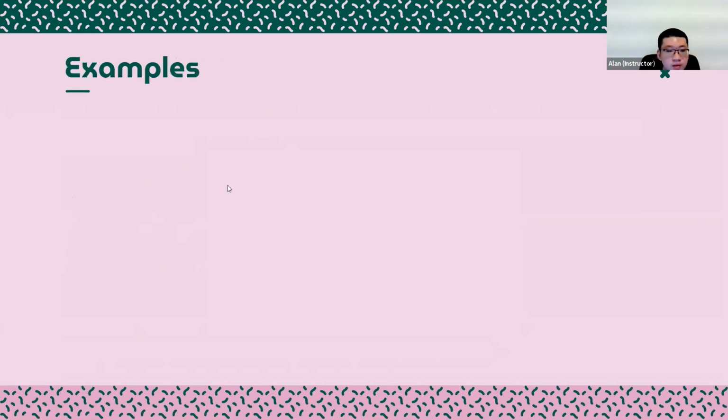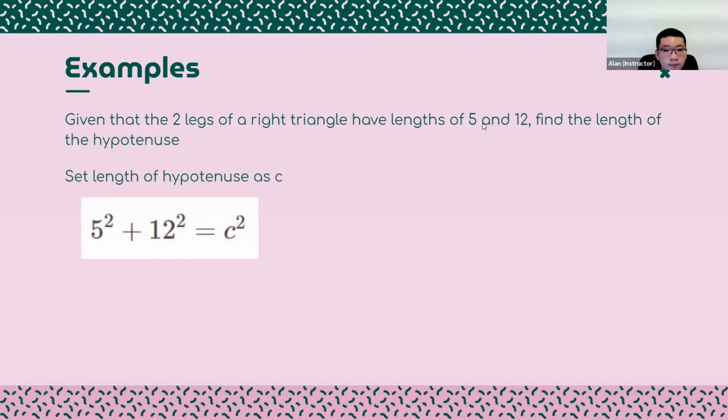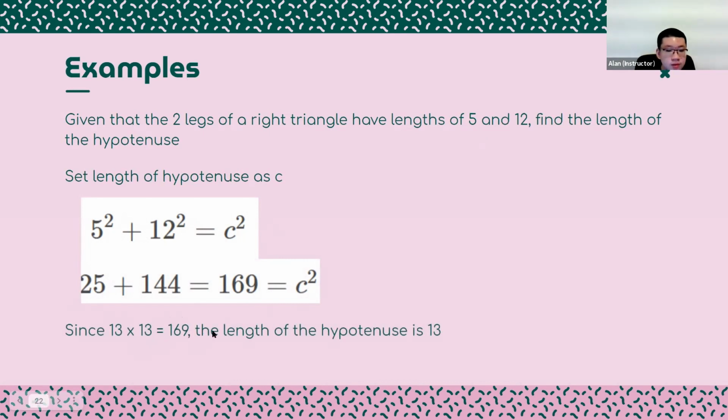And so I'm going to go over an example of it. So given that the two legs of a right triangle have lengths of 5 and 12, try to find the length of the hypotenuse. So we can set the length of the hypotenuse as c, and we know that the sum of the squares of the legs, so 5 squared plus 12 squared, is going to equal c squared. And we calculate that to be 169, and so since we know that 13 squared is 169, the length of the hypotenuse is going to be 13.